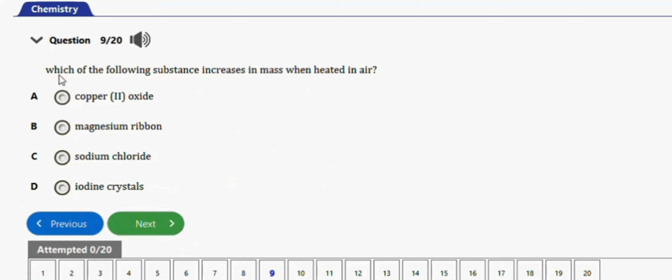It says which of the following substances increases in mass when heated in air? So it's magnesium ribbon, option B. That's for this question. Take note of it as well. Next question with this one.